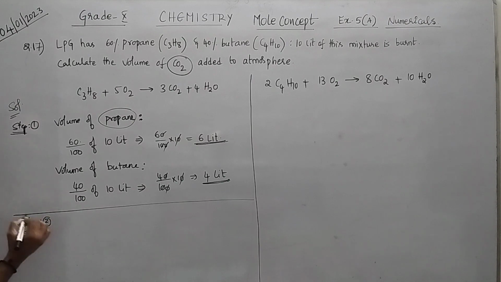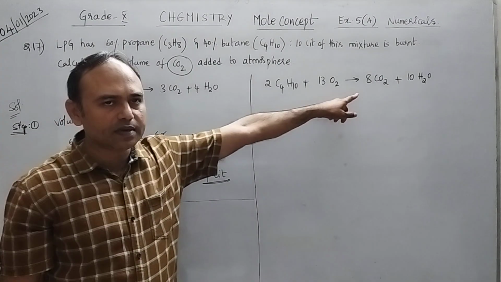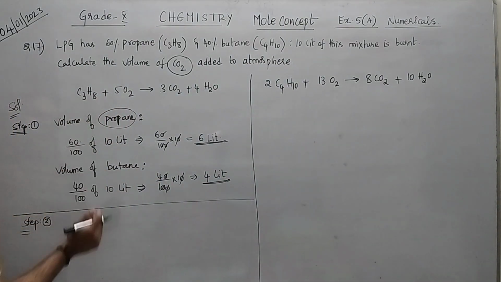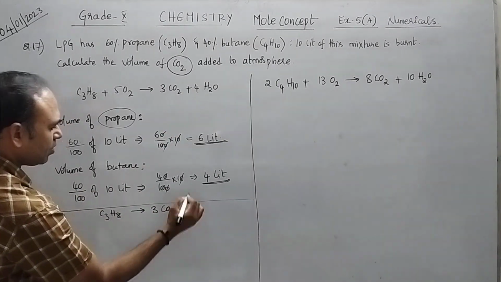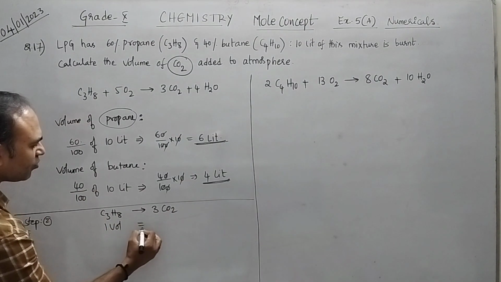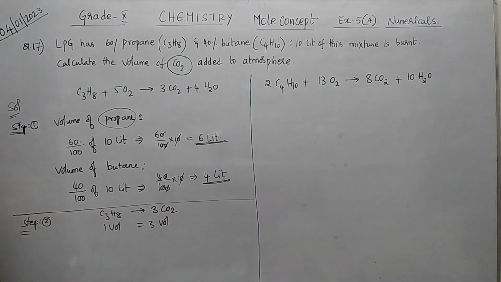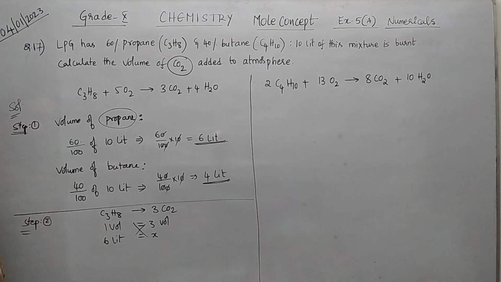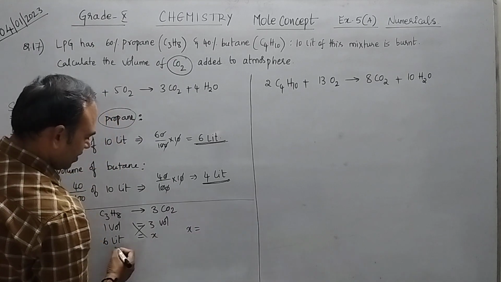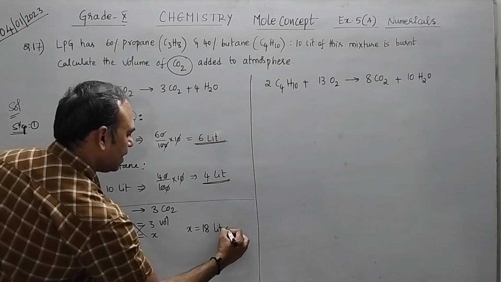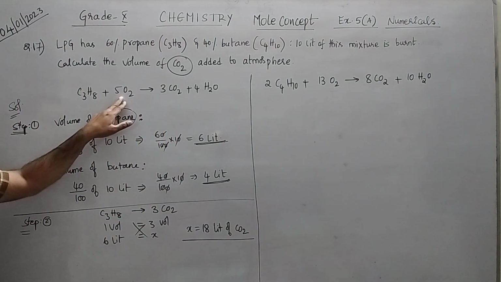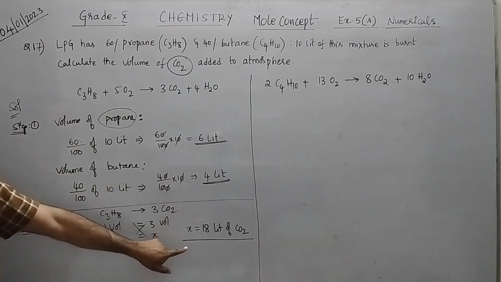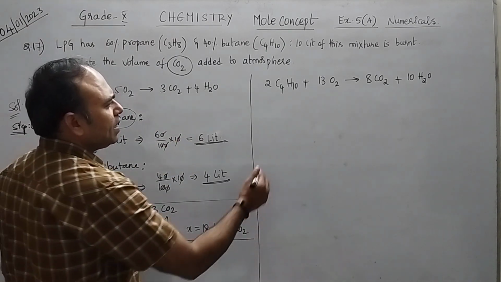Step 2, we can calculate CO2 liberated in this case and CO2 liberated in the second case of combustion. Now we know that C3H8 is giving us 3 volumes of CO2. So we can write like this. 1 volume will give 3 volume of CO2. Now what is the quantity here? 6 liters. We can take it as x. On cross multiplication, x is equal to 6 into 3, nothing but 18 liters of CO2. In the first case, on combustion of propane, 18 liters of CO2 is liberated.